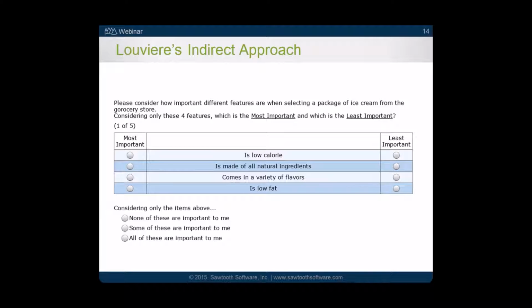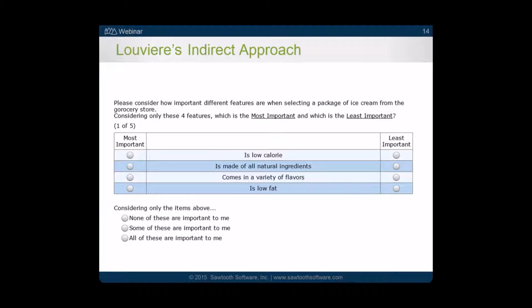MaxDiff questions, and this is a really small study with 8 attributes, right? If it had had 40 attributes, it would have had a lot more questions, as we'll talk about in a few minutes. But with just this small study with just 5 MaxDiff questions, after each of those MaxDiff questions, we have a follow-up. And the follow-up question is, considering just the 4 items above, would you say that none of these are important to me, all of them are important, or only some of them are important? And so that's the way that the indirect scaling works.